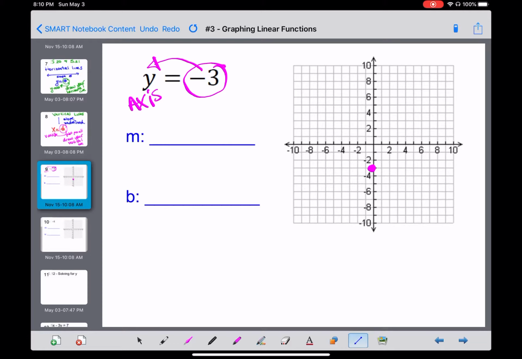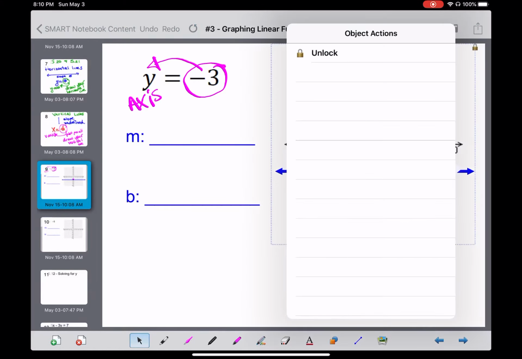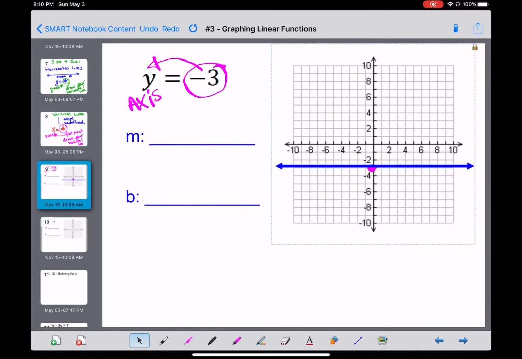One way that I can do it is that if my line were to go this way, it is passing through the -3, but I cannot see my axis. It's actually covering it up. So I automatically know that that's not where it goes. So my line is going to go like that. On the y, it's going to go right there, going through the -3, and you can see the axis very nicely.